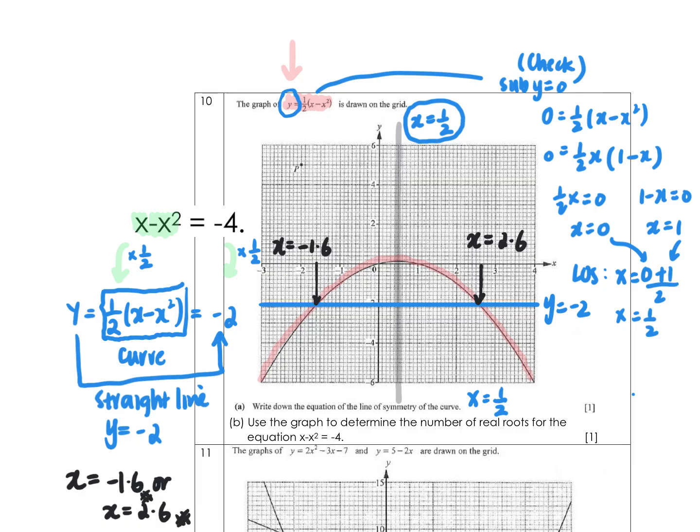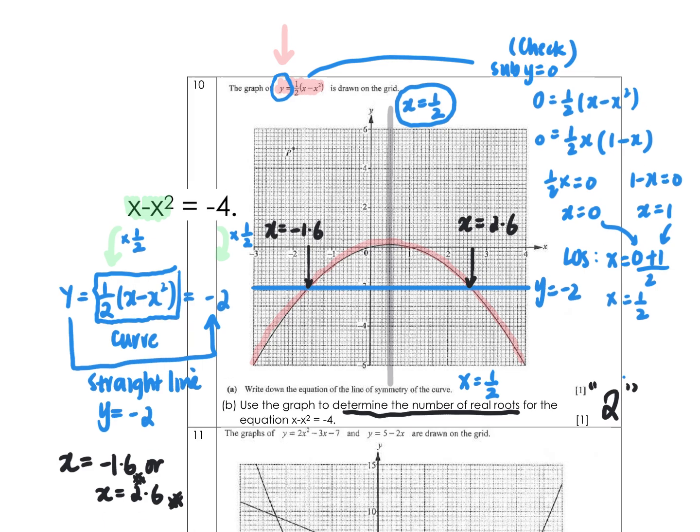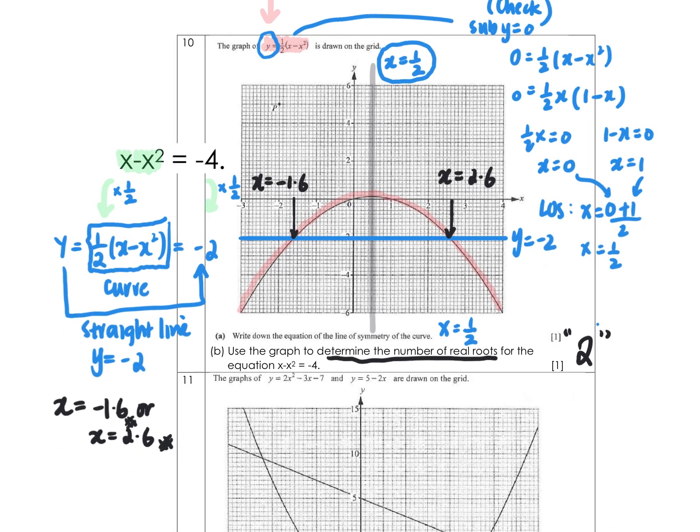Okay, but the question says determine the number of real roots. Actually, you can just tell me there's 2. They never ask for the exact solution, but we are going above and beyond. So these 2 solutions are what we have, but the number of them is just 2.